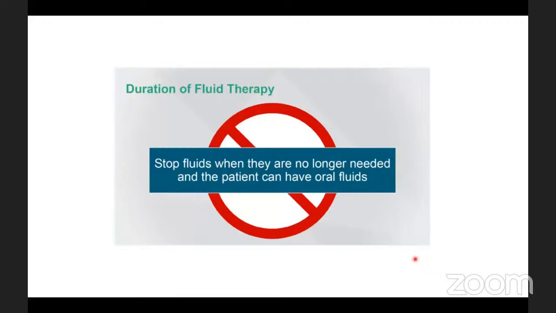So, because fluids are drugs, we expect you to know when to stop fluids, when they are no longer needed, and have your patients take orally. Why? Because when they take orally, the body is actually going to be able to select what it needs, and then it's going to eliminate whatever it doesn't need.